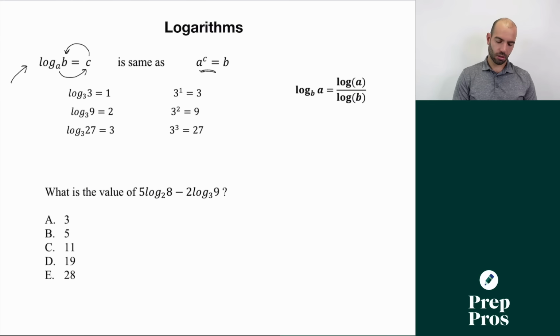With numbers, log base 3 of 3 is 1 because 3 to the first power is just 3. Log base 3 of 9 is 2 because 3 squared is 9. Log base 3 of 27 is 3 because 3 cubed is 27. So as long as you know to go in that circle, it's going to make it easy.